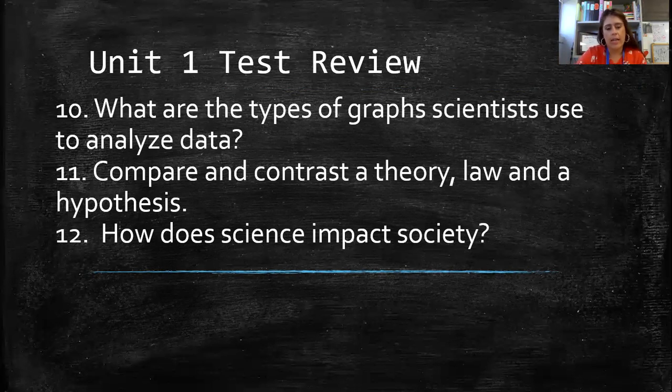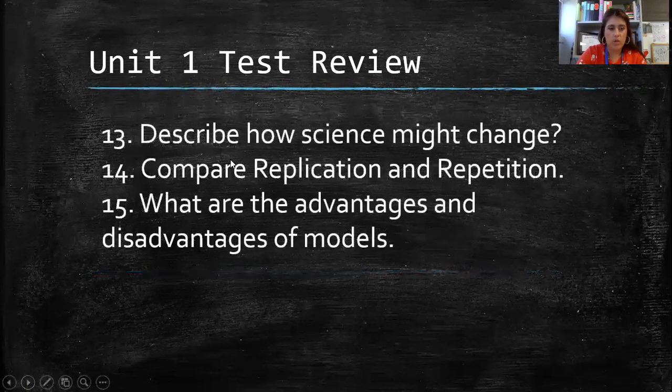There's all these things that science does, but as new technology is gathered, science is going to change and ultimately society is going to be impacted. Okay, last 3 questions. Describe how science might change. Science changes when new evidence is gathered through observation or experimentation.